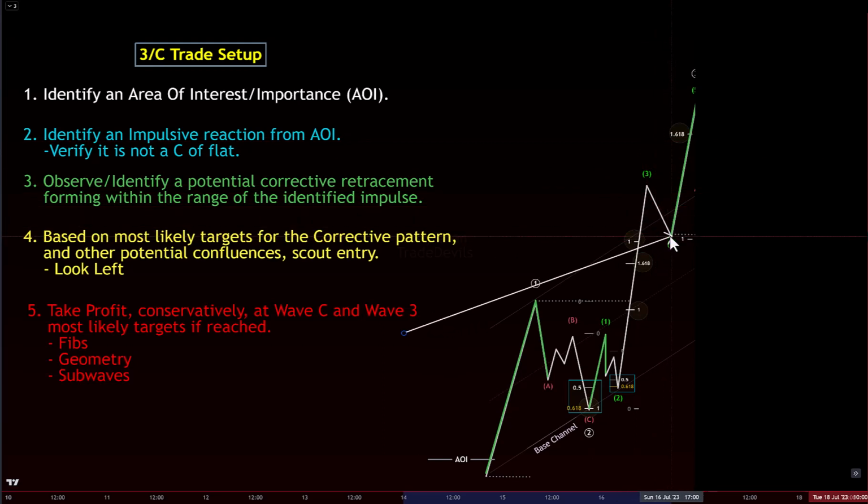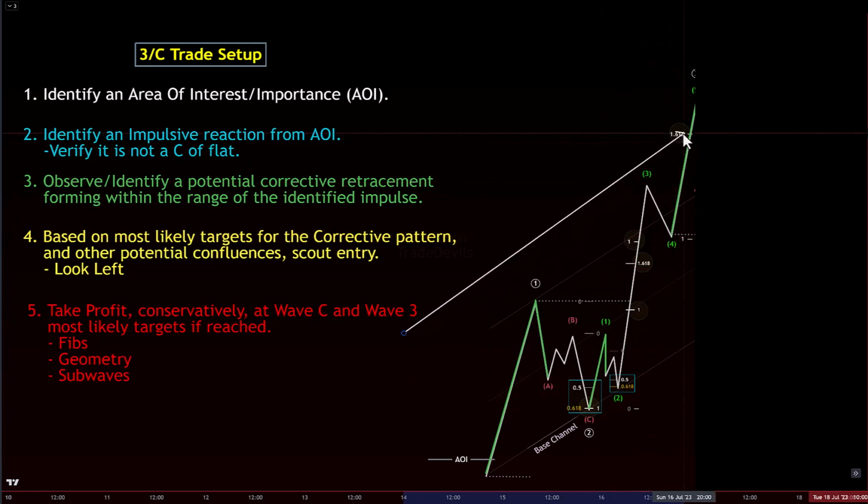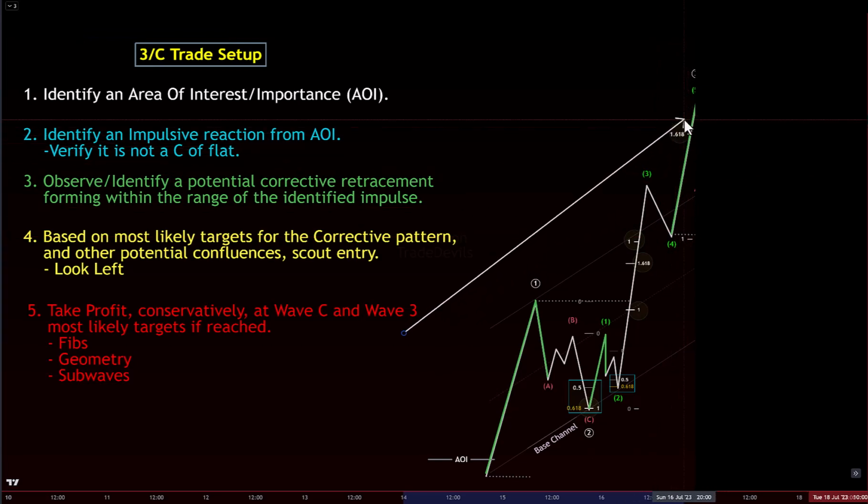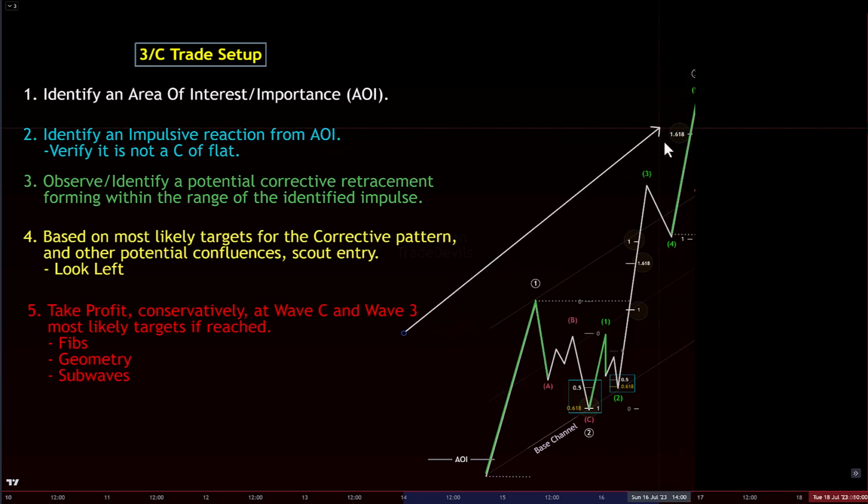Okay, we get a wave 4 here, which complements this wave 2 down here. So we're pretty confident that we're going to get one final move up to the 618 here to take profit for a wave 3, which 1.618 is the most likely fib target for a wave 3.